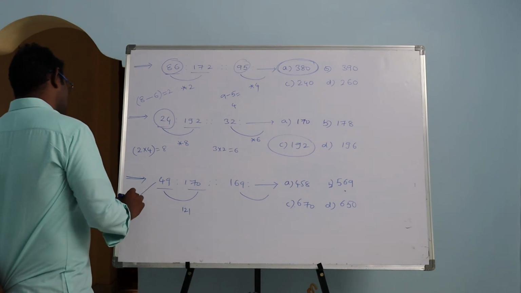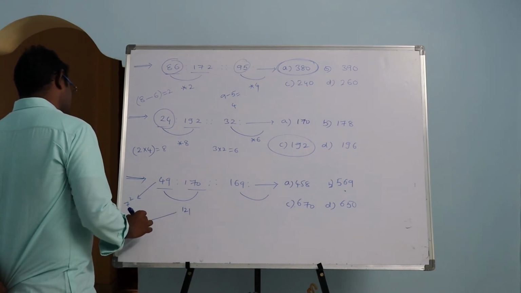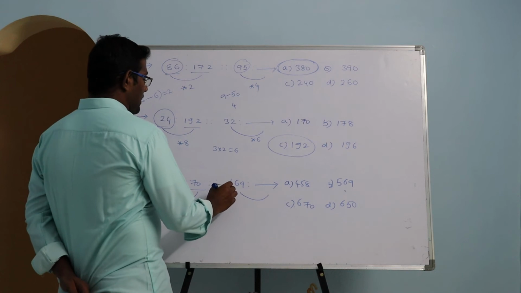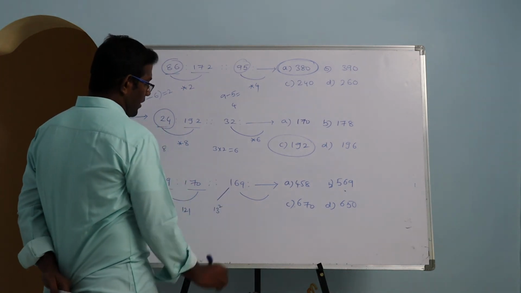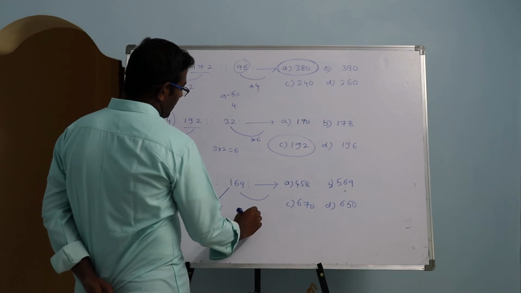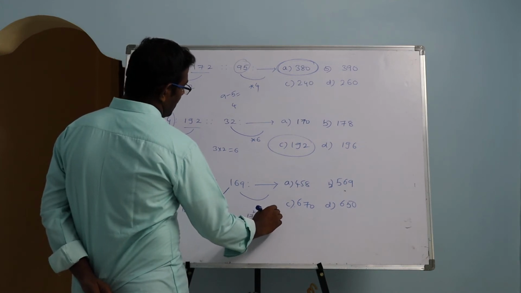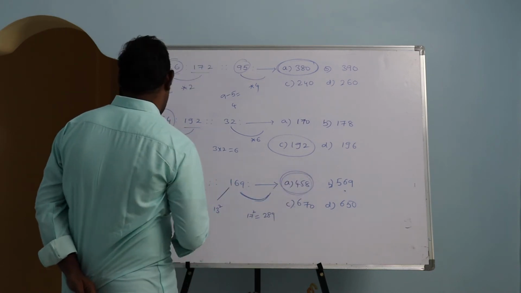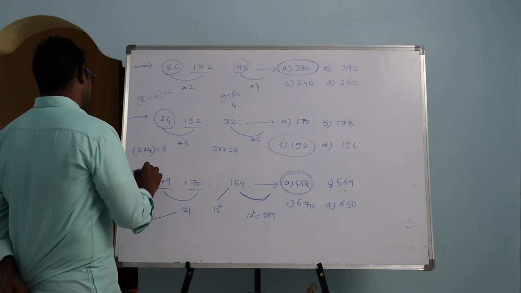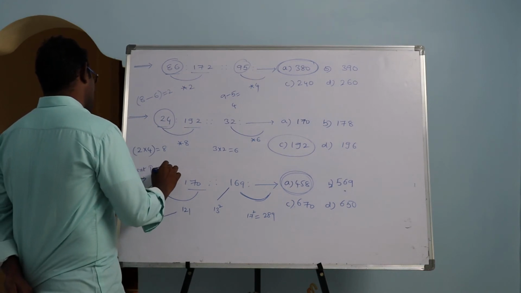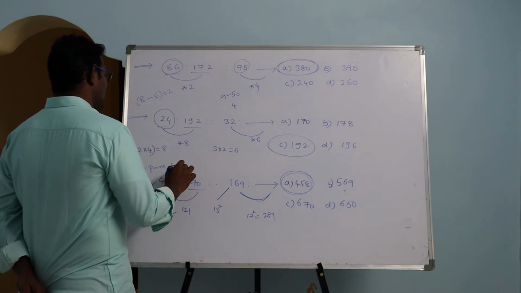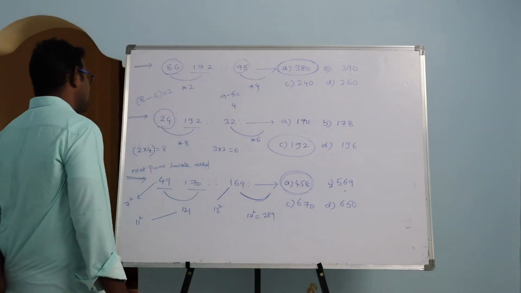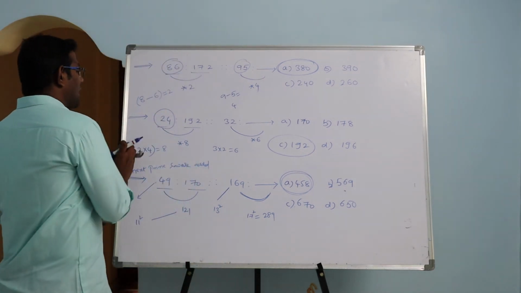49 is the square of 7. 121 is the square of 11. 7 is a prime number. The next prime number is 11. In the same way, 169 is the square of 13. The next prime number after 13 is 17. 17 square means 289. 169 plus 289, your answer goes to 458. So the logic here is that the square of the next prime number is added. Okay. Right. Next problem, sir.